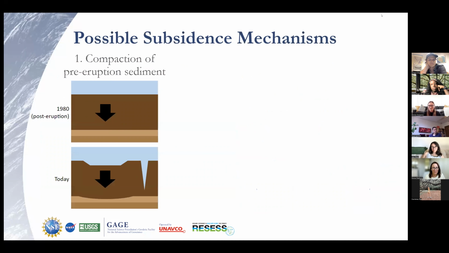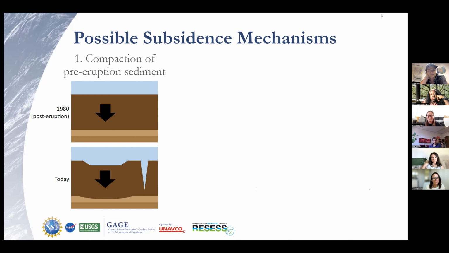So we look at three possible mechanisms. The first is compaction of pre-eruption sediment. Sediment that was in place before the eruption could be compacted by the weight of the overlying debris flow deposit, and this could lead to subsidence over time. If this were the case, you would expect a fairly consistent subsidence signal throughout the past 40 years, and you would expect it to be proportional to the thickness of the debris flow deposit.